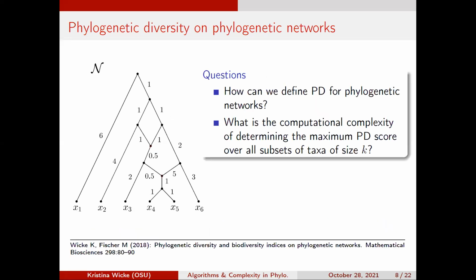Okay, but back to the original question: how can we define PD for phylogenetic networks? In the following, I'm going to introduce 4 variants of PD on networks, discuss how they are related to each other, and then talk about this optimization problem.